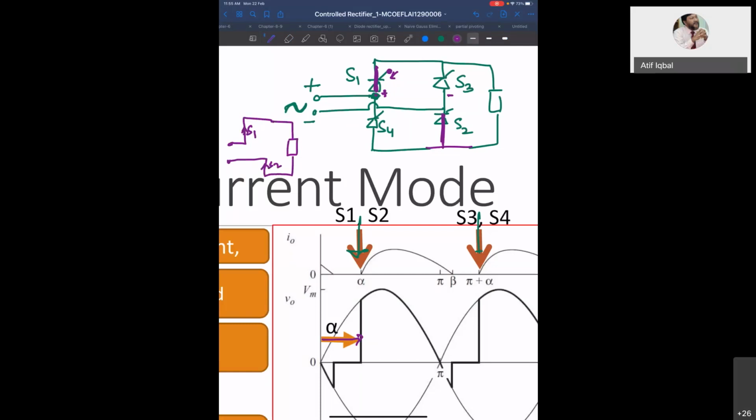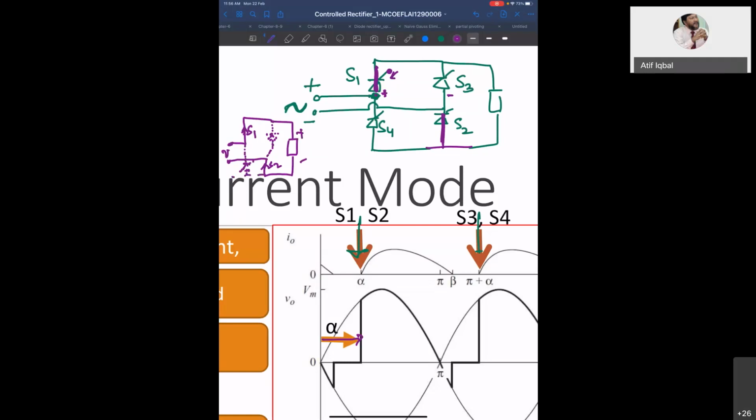You can show this as dotted. The others which are not operating, you can show them as dotted. Okay. Like this. So when S1 and S2 are operating, whatever is your source voltage, that will appear across the load.